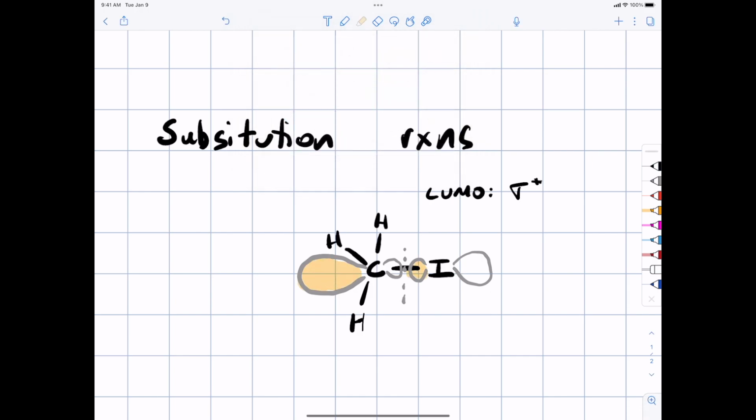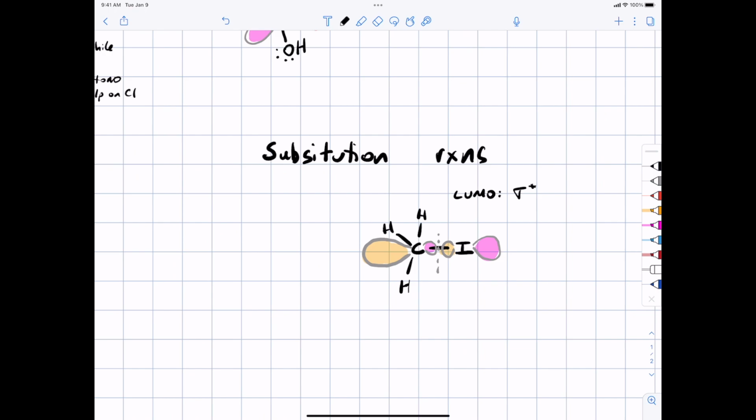We'll draw the sigma star as we've done. And then suppose we have some R group that we don't care what it is, and then we'll use sulfur as a nucleophile. This type of molecule, you'll learn later, is called a thiolate.